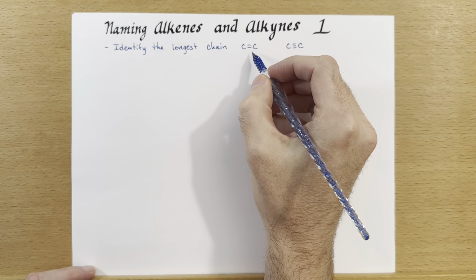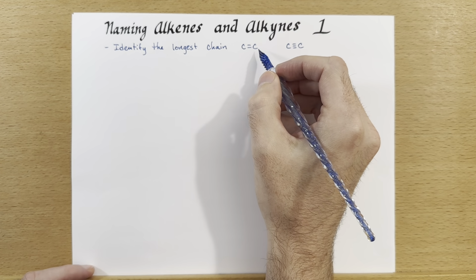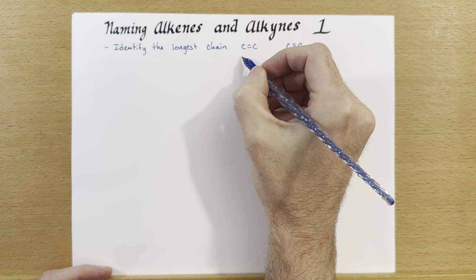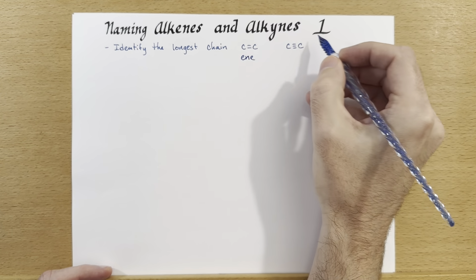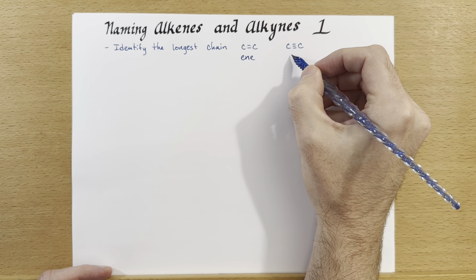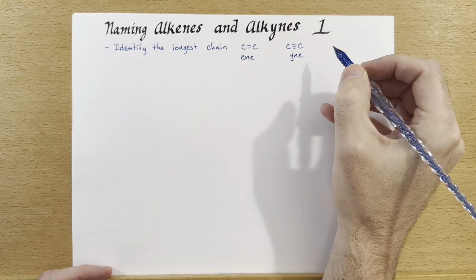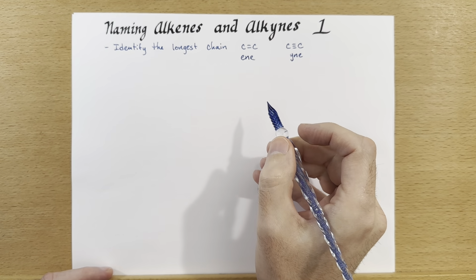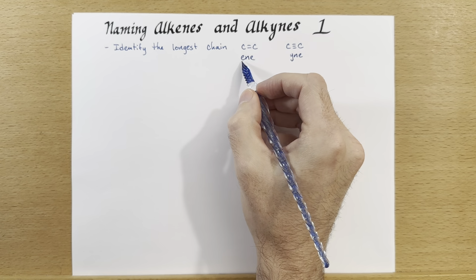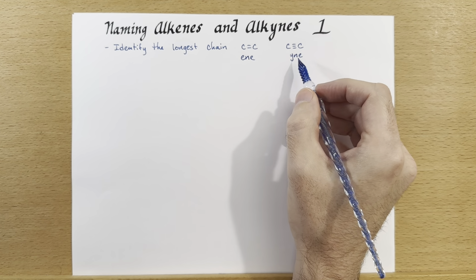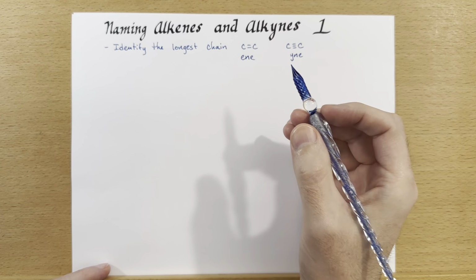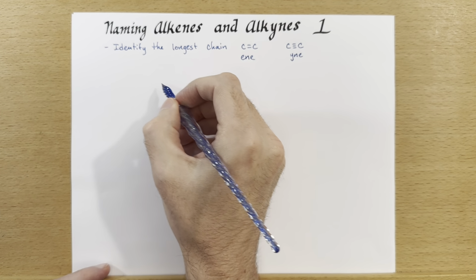And we're going to end the name for an alkene in E, and we'll end for the alkyne in Y-N-E. So it's very similar to what we did for alkanes, except we're changing an A to an E or an A to a Y, depending on how many bonds we have. So let's do an example of this.